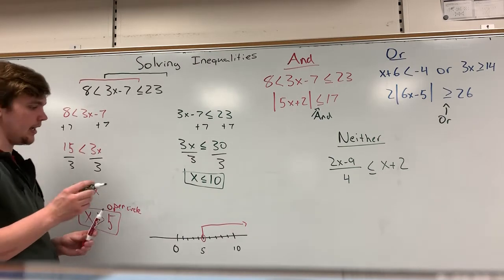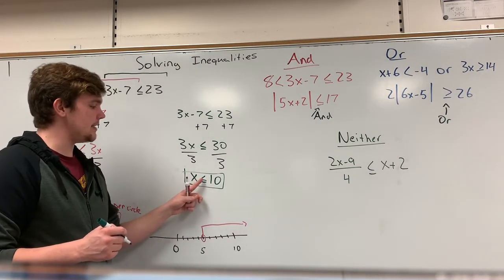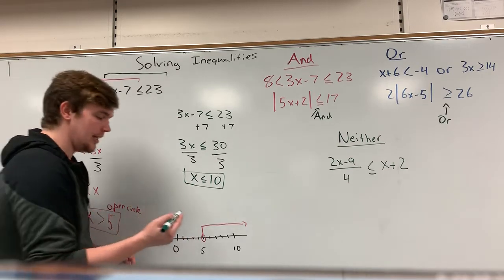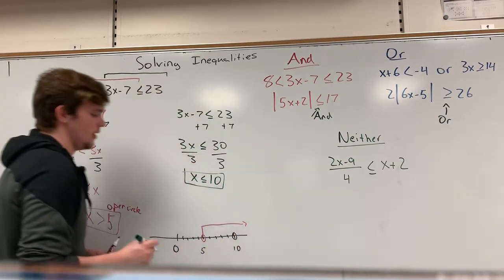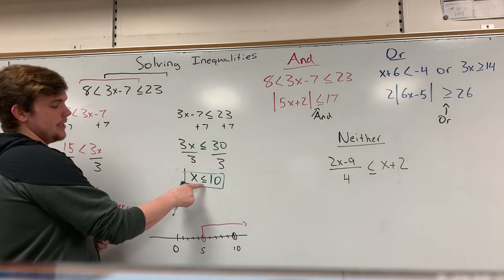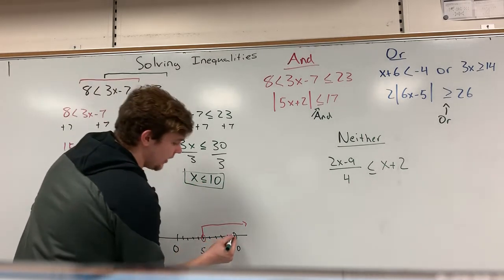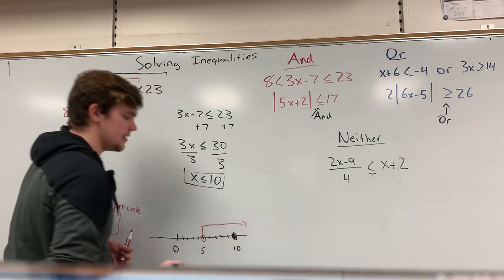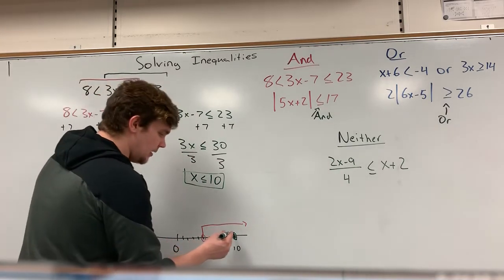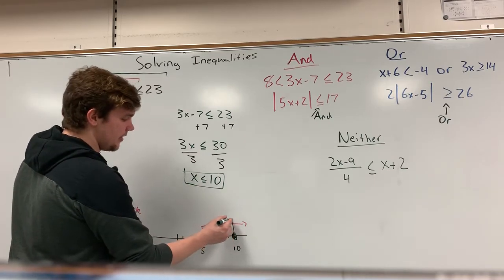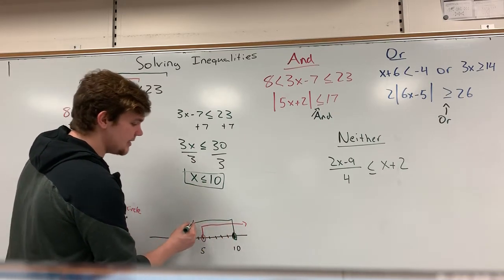And then next, I have x is less than or equal to 10. So I know my point is going to be at 10. Since this one is less than or equal to, I'm going to need a closed circle here at 10. And since it's less than, I'm going to go to the left because it's less than 10.